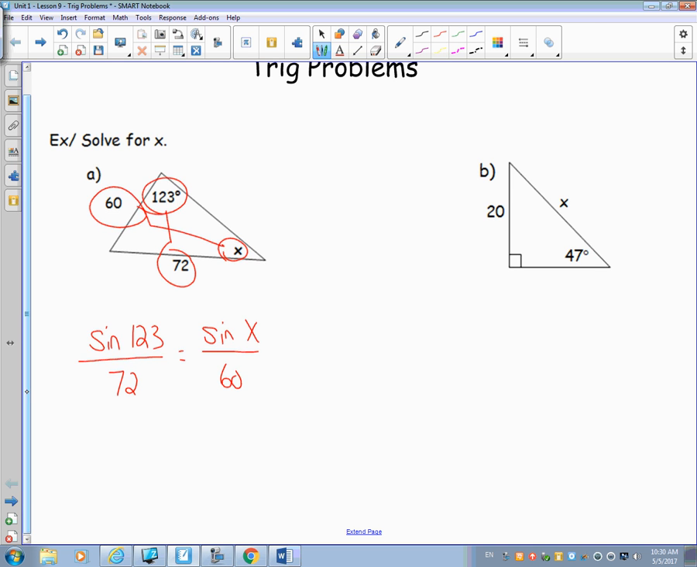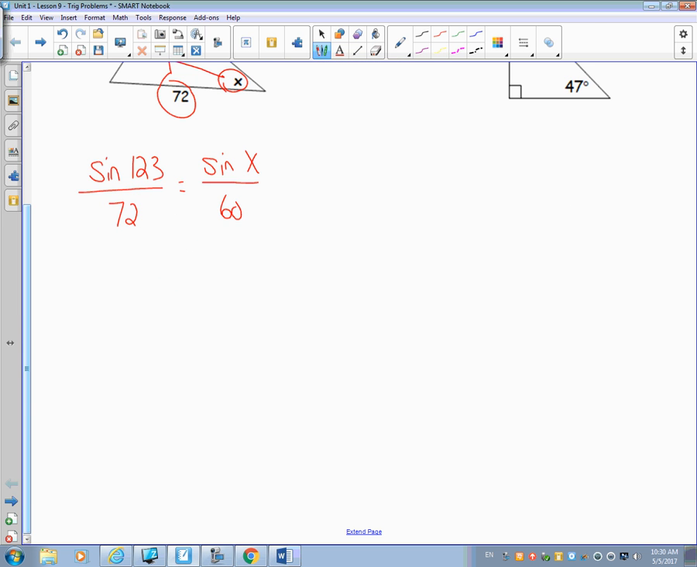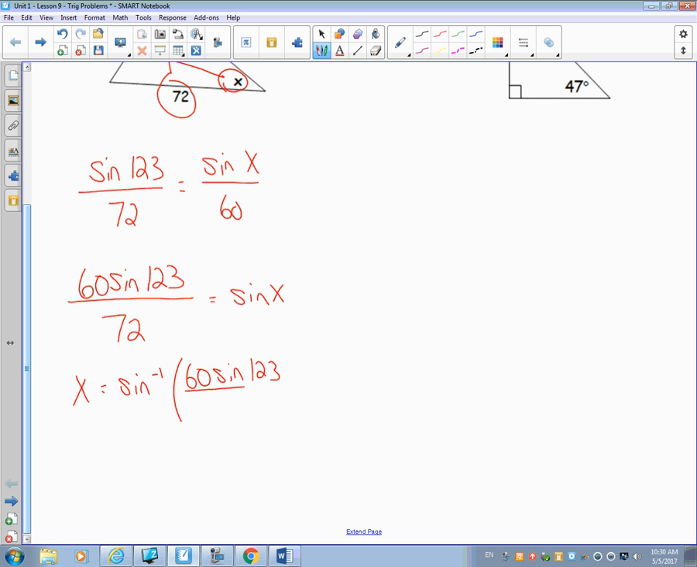When I have fractions that are equal, I know I can cross multiply. So I can bring the 60 up, 60 times sine 123. I could bring the 72 up, but it makes more sense to leave it where it is because I want to try and get x by itself. To get x by itself, to solve for x, I need to take the inverse. The inverse of whatever 60 times the sine of 123 divided by 72 happens to be. I can put that all in my calculator just the way it is. You should get 44.34 degrees. There's our first one.